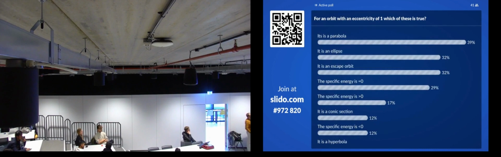Okay. For an orbit with an eccentricity of one, which of these is true? 39% put a parabola. 32% put an ellipse, 32% put a circle, 29% said it has a specific energy of exactly zero, greater than zero 17, conic section 12. Okay, well, we know the first two can't both be right. They're mutually exclusive because a circle's a type of ellipse, but a parabola is not a type of ellipse. Those are closed, it's open.